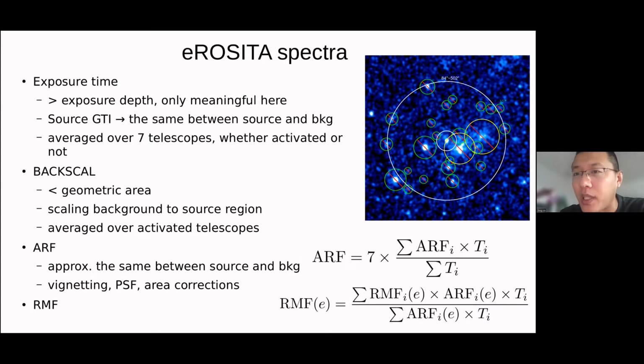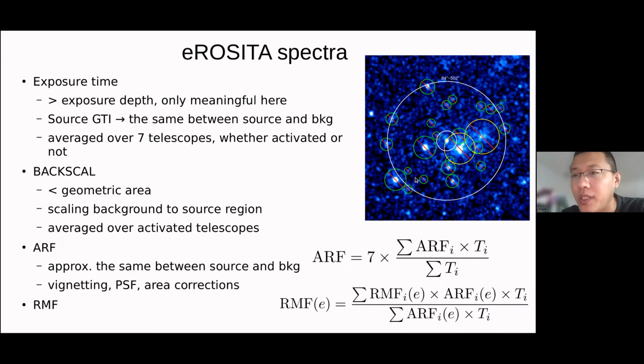Because the extraction region is not always in the field of view, when entering or leaving the region, only a part of the region is in the field of view. So after averaging over the whole exposure time, the effective area is actually smaller than the geometric area. So this is the backscale, which can be used to rescale the background spectrum to the size of the source extraction region. It is also averaged among all the active telescopes.